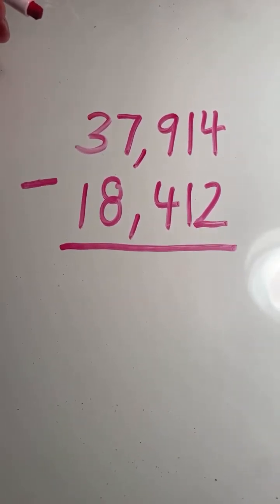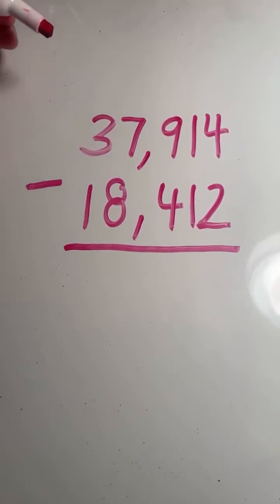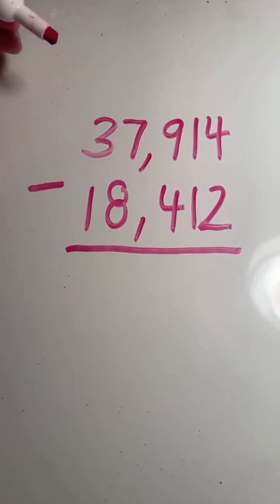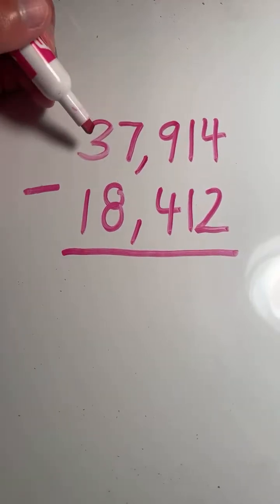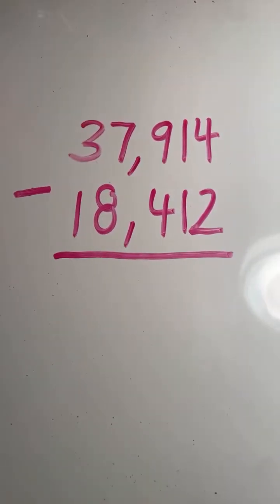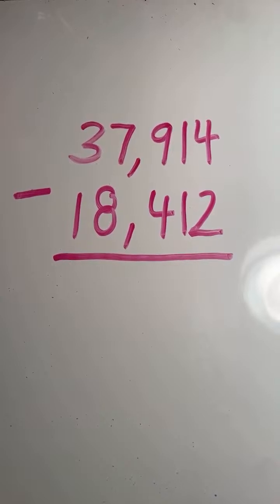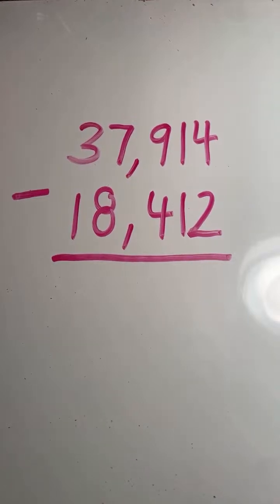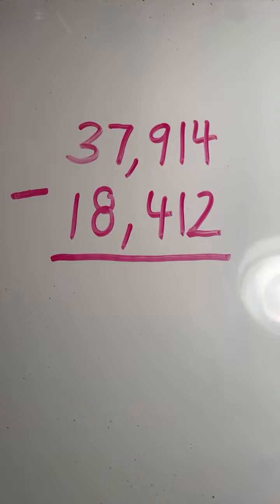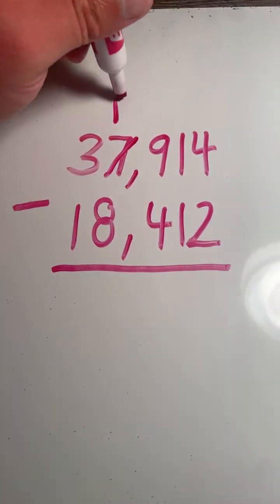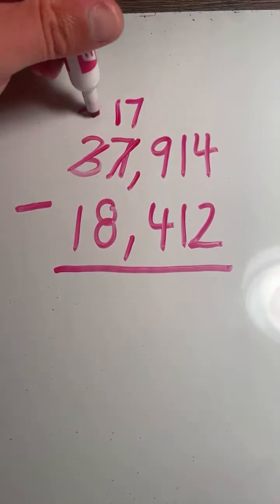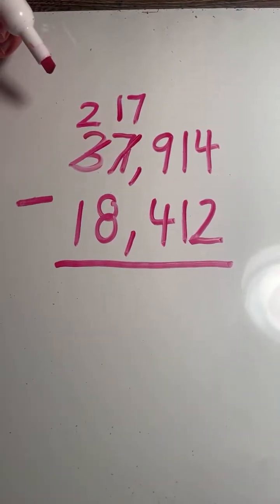So again, we're going to do all our regrouping before we do any subtraction. And looking at this problem, the only area that needs to be regrouped is the thousands place. So that 7 becomes a 17, and that 3 becomes a 2. And now we're ready to subtract.